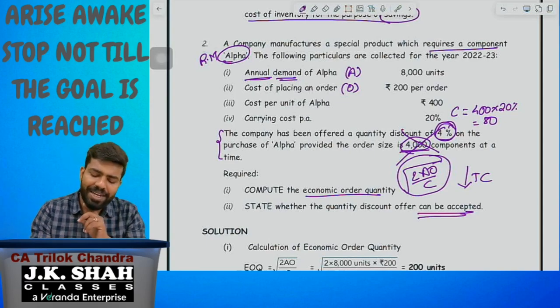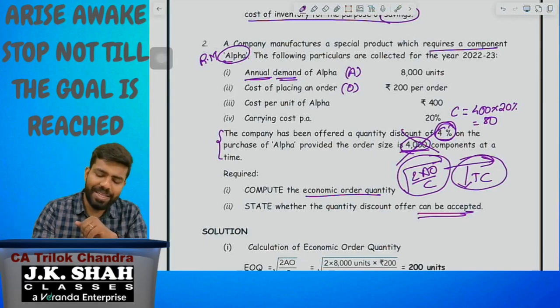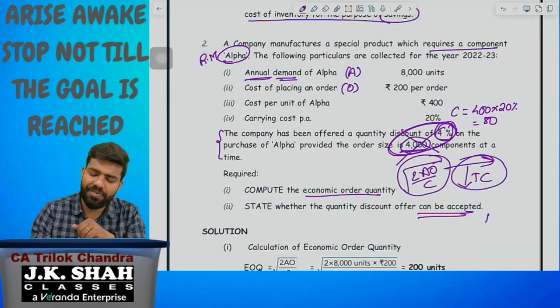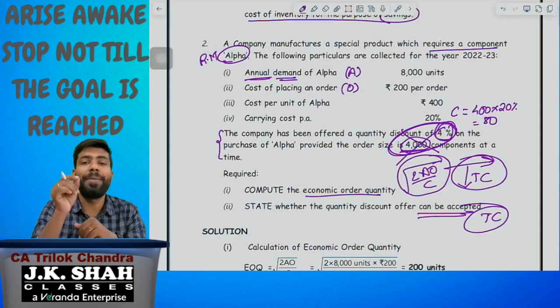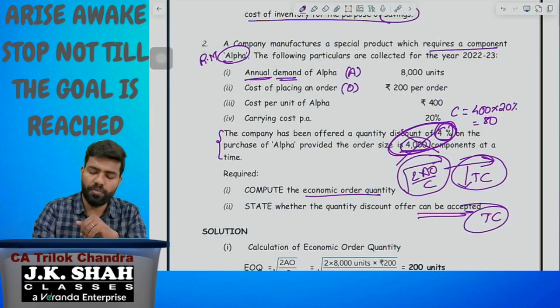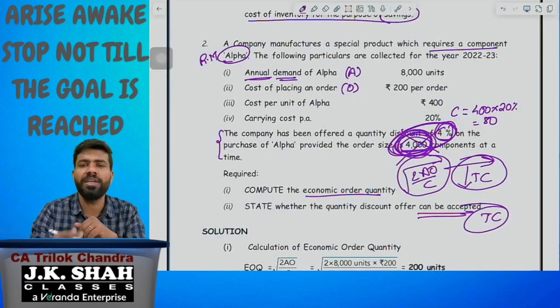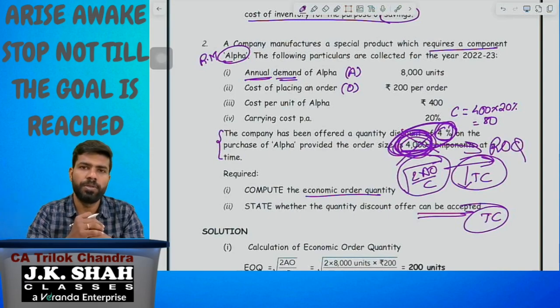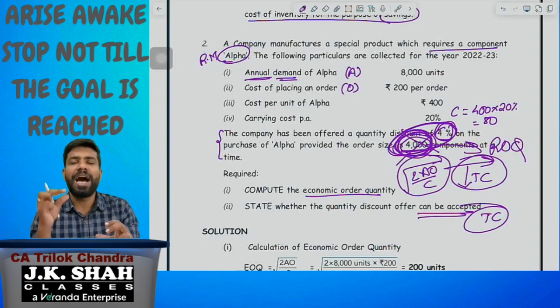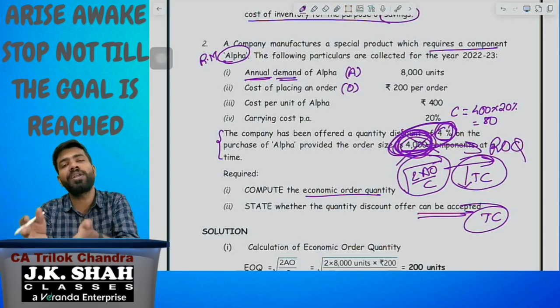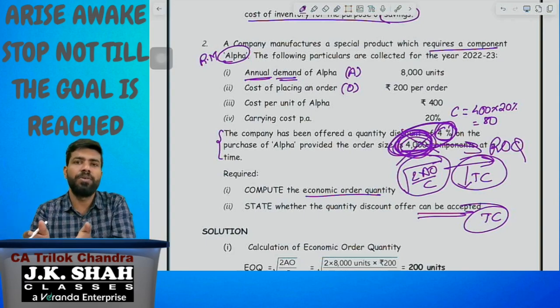Simple. We will calculate EOQ. Using EOQ, we will calculate the total cost. Then by taking the price discount, again we'll calculate the total cost. But to get the discount, how much quantity has to be ordered? 4,000 units. To get the discount, we need to order 4,000 units, which is called ROQ. Calculate the total cost at EOQ. Calculate the total cost at ROQ. If the ROQ total cost is less compared to EOQ, that means the reorder quantity is best. We'll go for the discount policy.